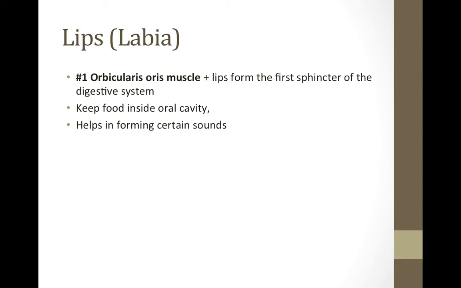Let's talk a little bit more about the lips or labia. It is the first sphincter of your digestive system. We're going to talk about 7 sphincters, and it'll be something you'll want to know for your quiz and your exam: the 7 sphincters of the digestive tract. The orbicularis oris muscle is the first of these sphincters. Your lips help you keep food inside your oral cavity, and also when you're communicating, they help you to form certain sounds.